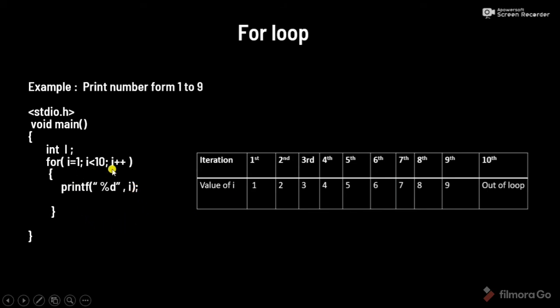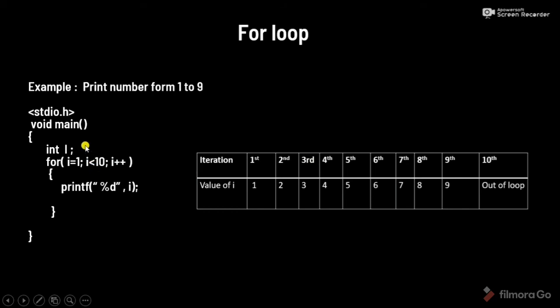Now the value of I will be updated by this I plus plus, and the new value of I becomes 2, and it checks 2 is less than 10. So the condition becomes true, and it will print the value 2. Now again this I plus plus updates the value of I by 1. So the new value of I becomes 3, and 3 is less than 10. The condition is satisfied, and it prints the value 3 in the third iteration. Similarly, this is how the loop prints the values up to the 9th iteration.